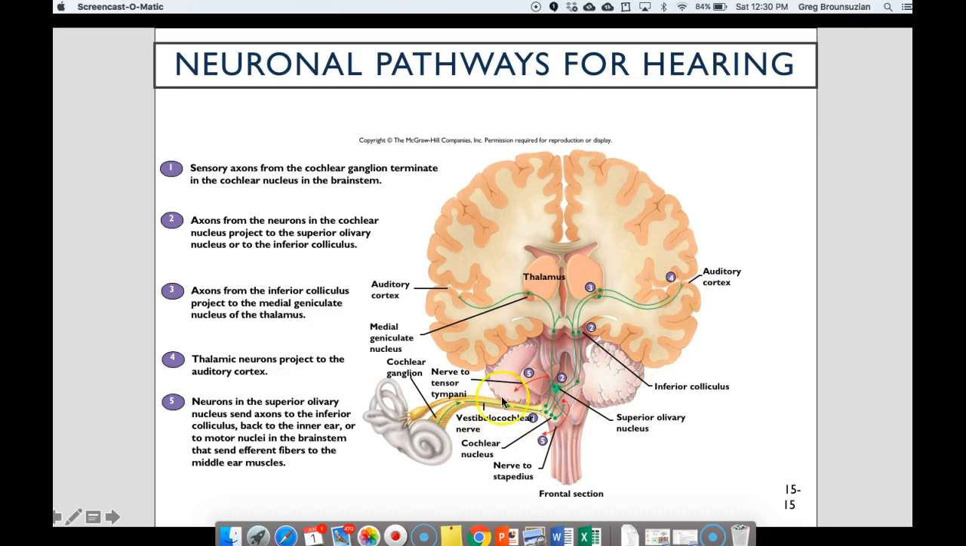Now that information that was sent over through the vestibulocochlear nerve over to our superior olivary nucleus can also synapse with some efferent fibers, seen in red here, that will head over to our inner ear or to our motor nuclei within the brainstem, to our middle ear muscles that are going to be responsible for contracting reflexively if we hear loud sounds to prevent any damage to our hearing receptors.